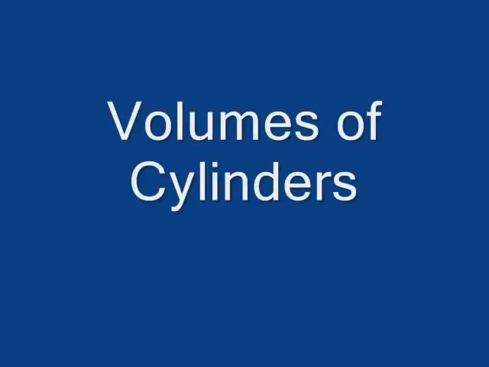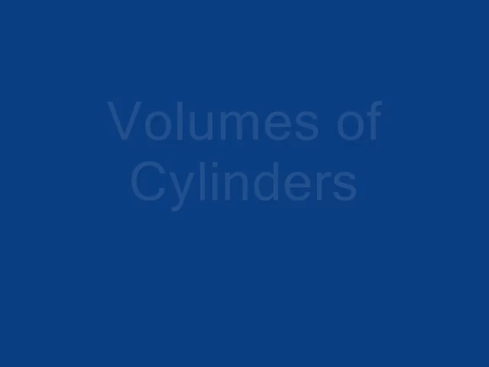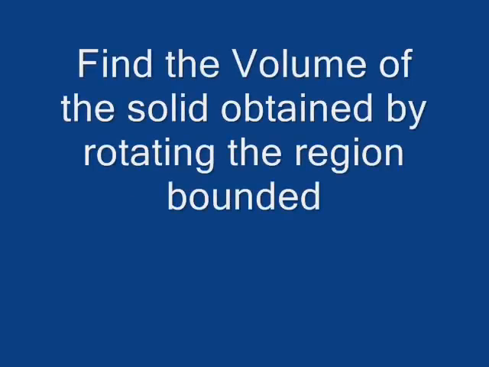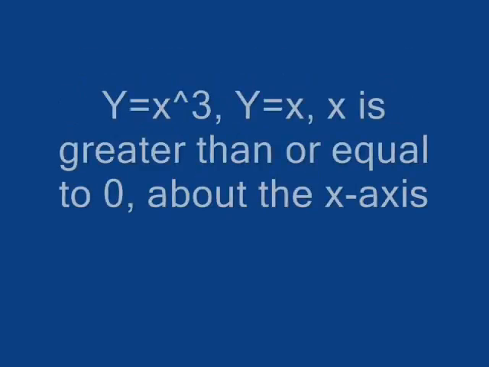Volumes of cylinders. Find the volume of the solid obtained by rotating the region bounded. This is the formula we'll use for our graph. Since it says x is greater than or equal to 0, we know that we won't have to graph in the negative region. Y equals x cubed and y equals x intersect at point 1, 1.